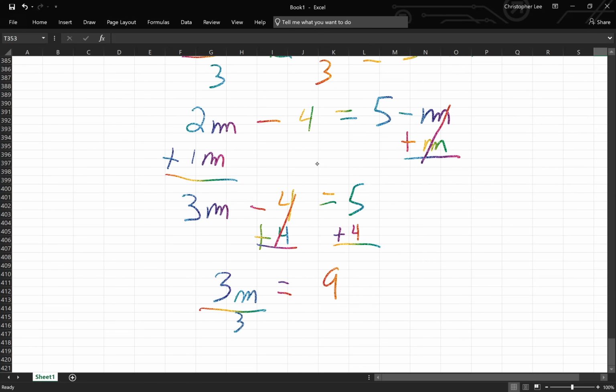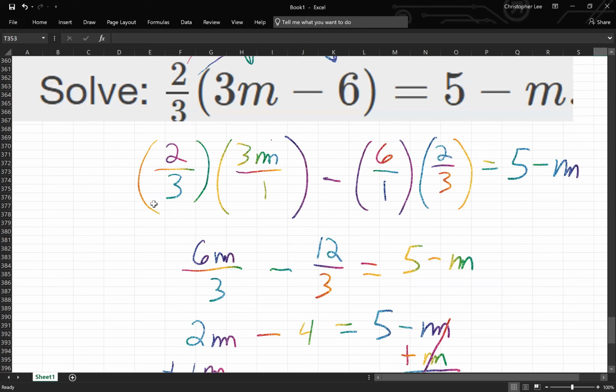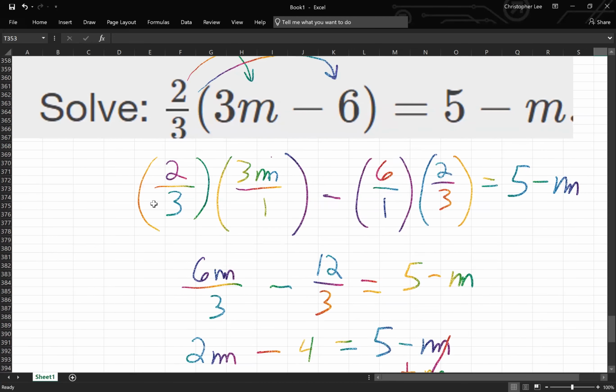And then I want to divide by 3 to get m by itself. But what I do to one side of the equation, I have to do to the other side of the equation. So now I have m is equal to positive 3. And that's it. That's how we do this. Is there any questions on this one? It's the original right here. Any questions from anybody?